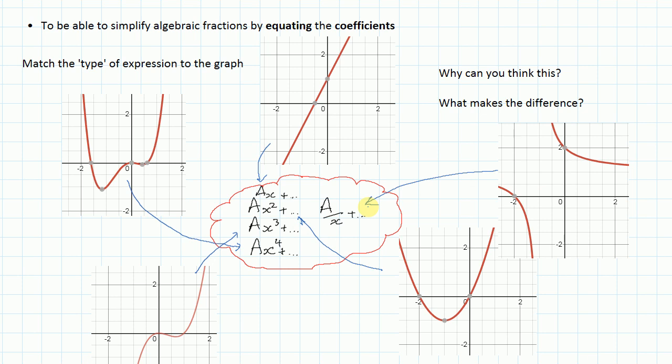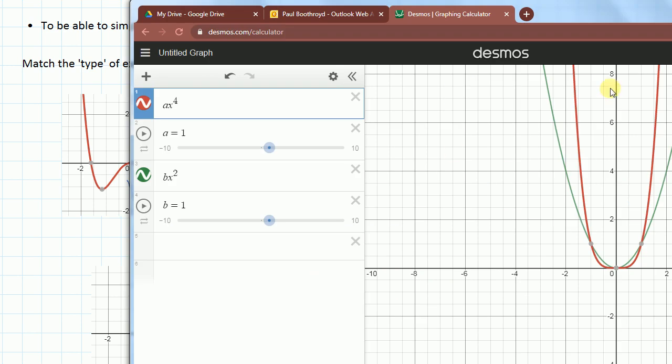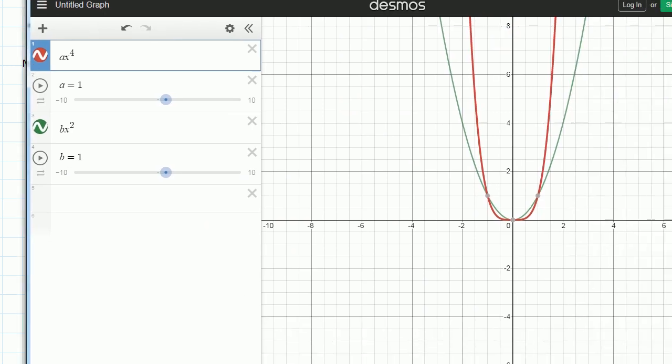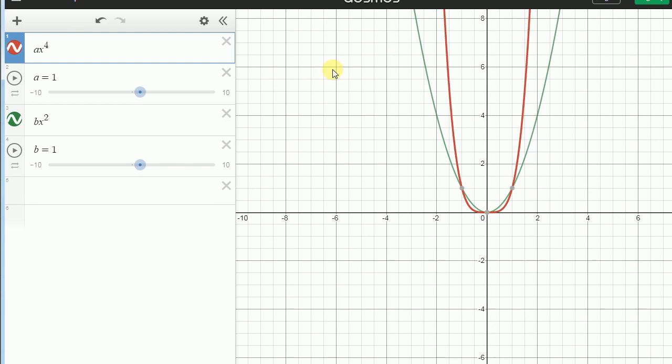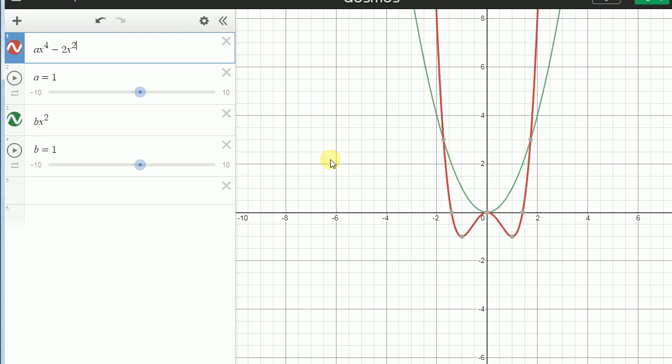It doesn't matter what the factors were, I've played with them, moved them around, but each of these graphs are fairly distinct and are quite clearly matchable. And that's an important point for the equating of coefficients. I've got here two graphs. One's a quartic, one's a quadratic, and I'm going to try and make, first of all, if I had a general quartic, so I'll put in a minus 2x.